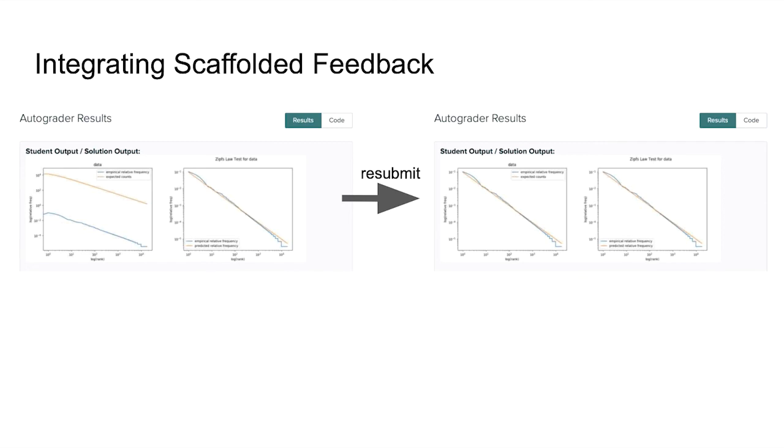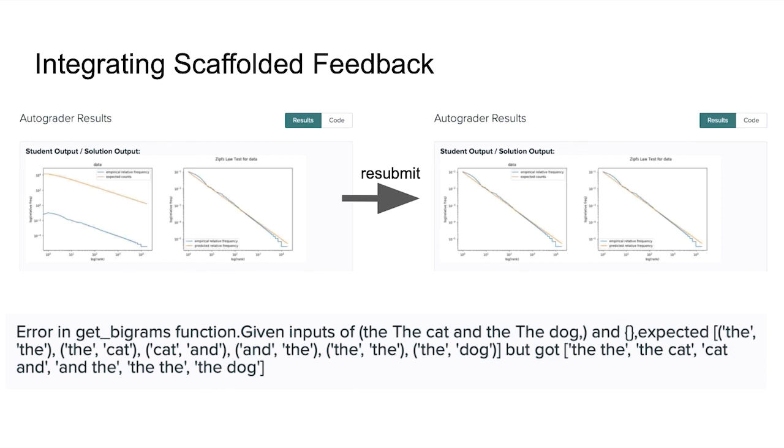In addition to this visual feedback, we use autograders to automatically check for the correctness of individual functions. That lets us catch errors like this one, where a student extracted bigrams as strings instead of extracting tuples of words. By showing the student's output alongside the expected output, we provide enough information for the student to correct their own work.